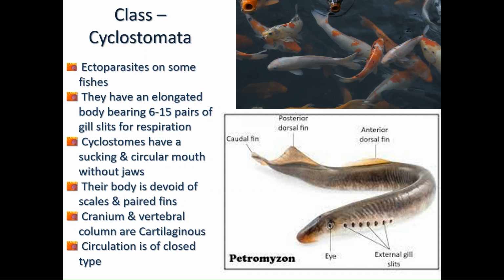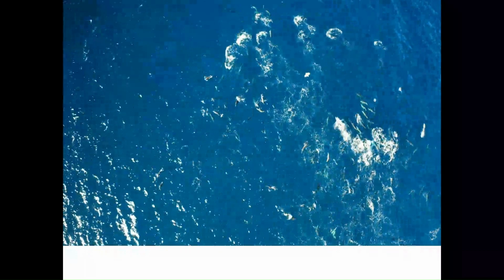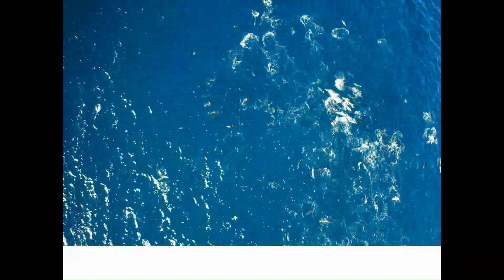Their circulation is of closed type. They are marine, but they migrate for spawning to fresh water. After spawning, within a few days, they die. Their larvae, after metamorphosis, return to the ocean.